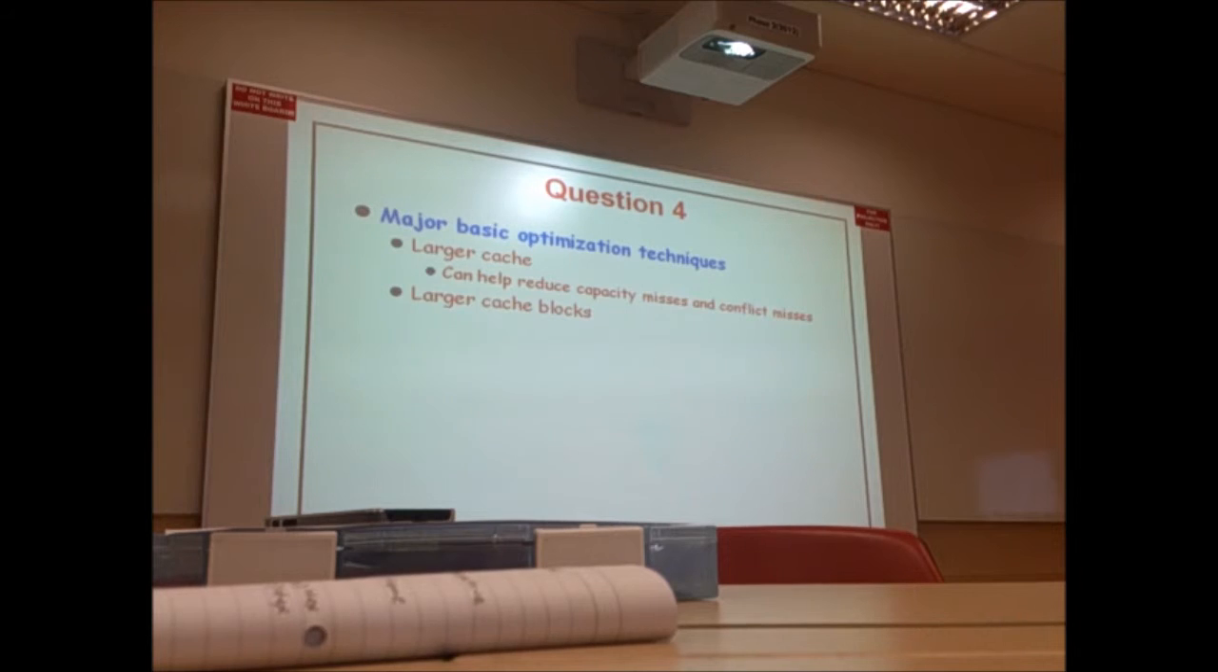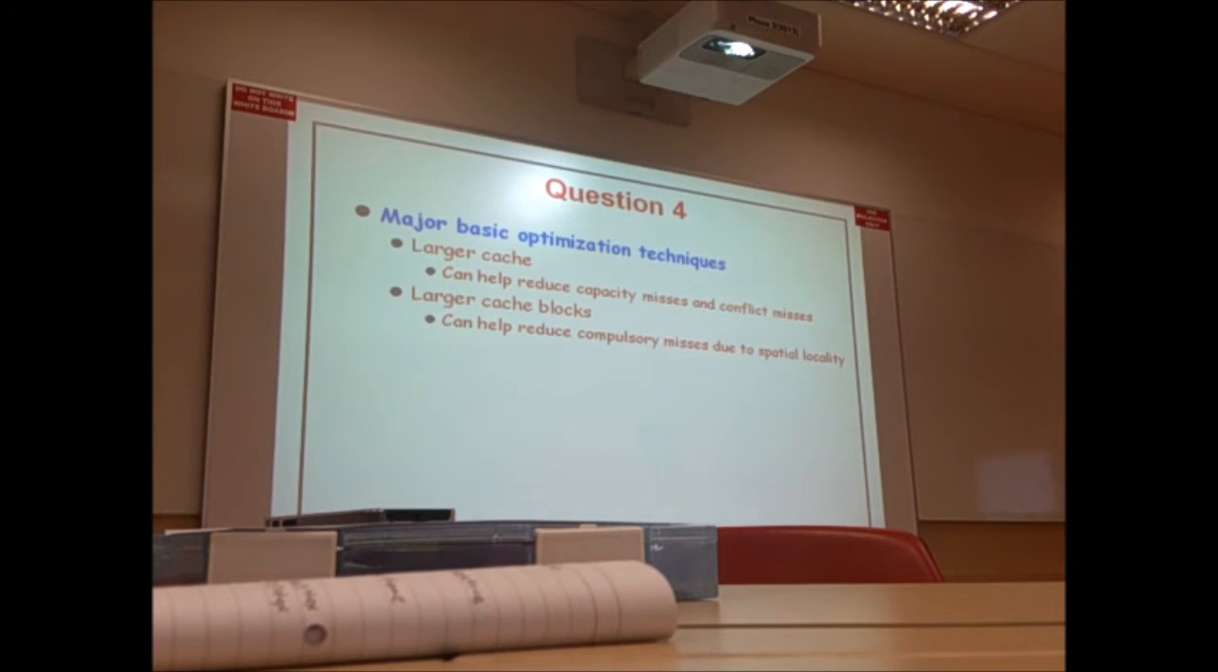We can have a larger cache block, and we've already discussed this in an earlier question. A larger cache block can help to reduce the compulsory misses due to spatial locality. Remember the compulsory miss is the miss that occurs when you access a location for the first time. If you have spatial locality in your program and you have a larger cache block, then even though you haven't accessed that location before, it may be in the cache memory, because it's part of some other block that you've accessed.